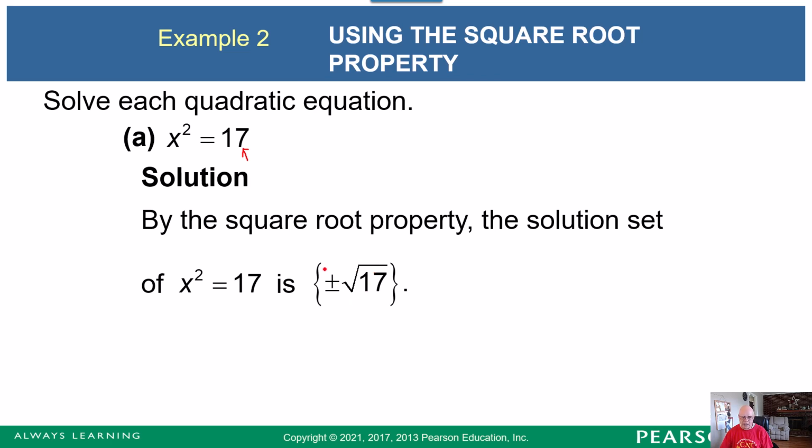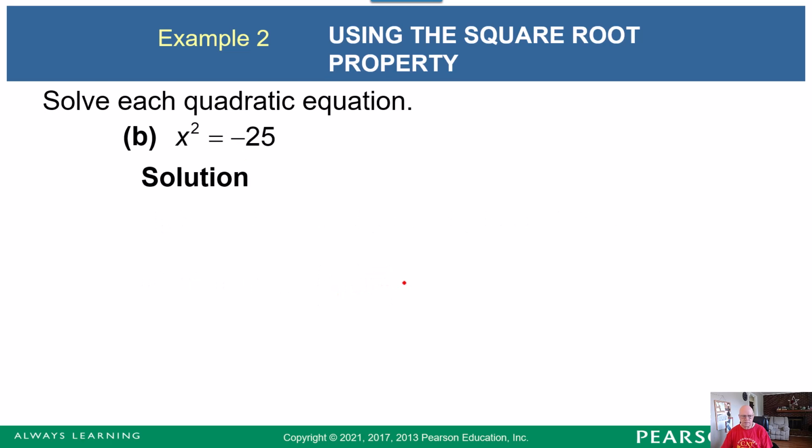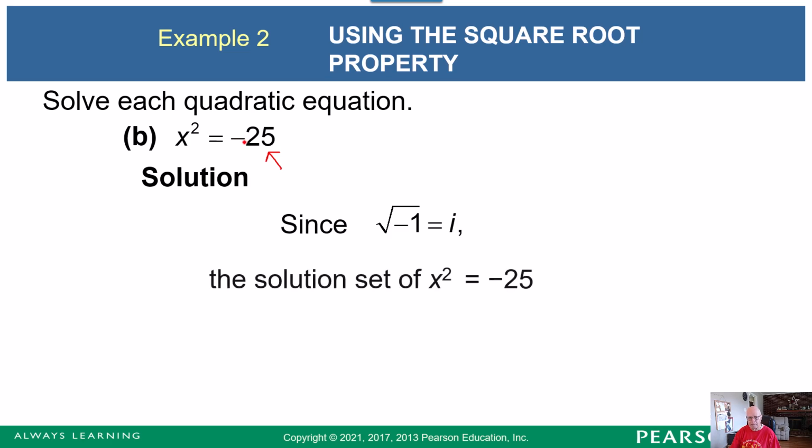One last time, if this is really legible, fantastic. If it's not, or you're not sure, then write both these separate. Another one. Okay, this time k, if we think of it that way, is negative. That means we'll get two pure imaginary solutions, or roots, or zeros. Remember, square root of -1 is i, so the solution set is plus or minus 5i.